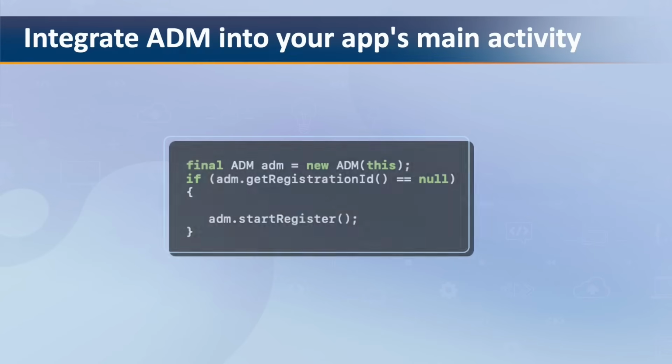After dealing with the manifest and the API key, we can go straight away to the code. We have to create an instance of an ADM context and initiate the registration with ADM for this instance of our app. We should run this code each time our app starts, for example by putting it within the onCreate method. If our app is already registered, getRegistrationId returns the registration ID for this instance of the app, and startRegister isn't called. If it's the first startup of the app on a given device, or if a previous registration failed, this code begins the registration process.